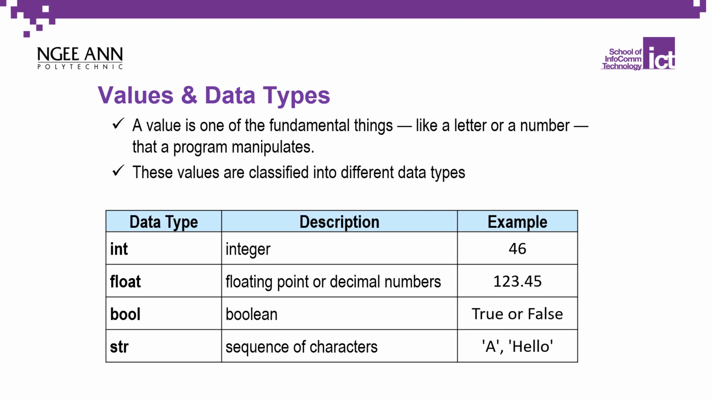Finally, str stands for string, which is a sequence of characters. In Python, a single character is actually a string containing one character. It is expressed as a sequence of characters inside either single quotes or double quotes. There are actually other basic types like complex, list, tuple, and set. But let's stick to these 4 basic types for now.